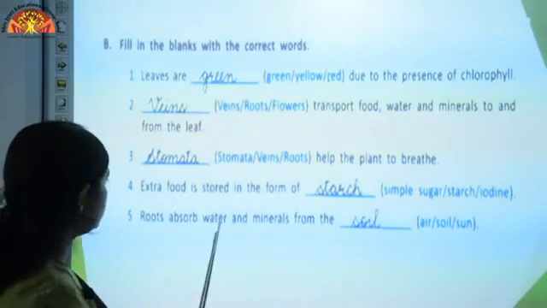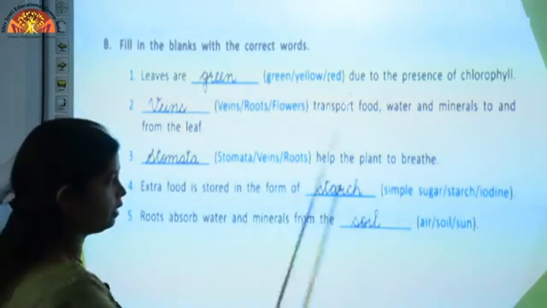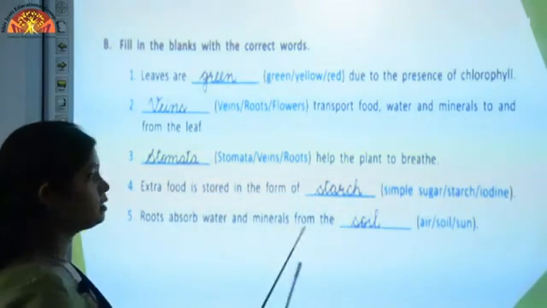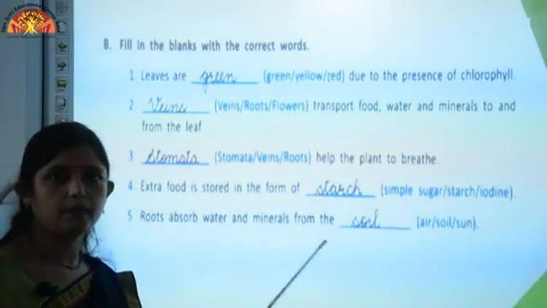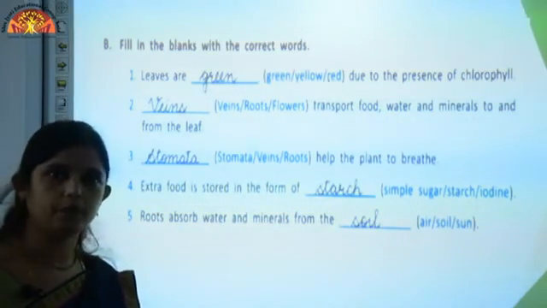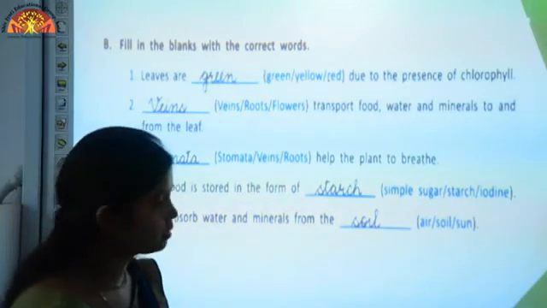Roots absorb water and minerals from the dash, air, soil or sun. So water and minerals are present in soil. So plants take these water and mineral from the soil by the help of their roots. So here soil will come. Now we move to next exercise.